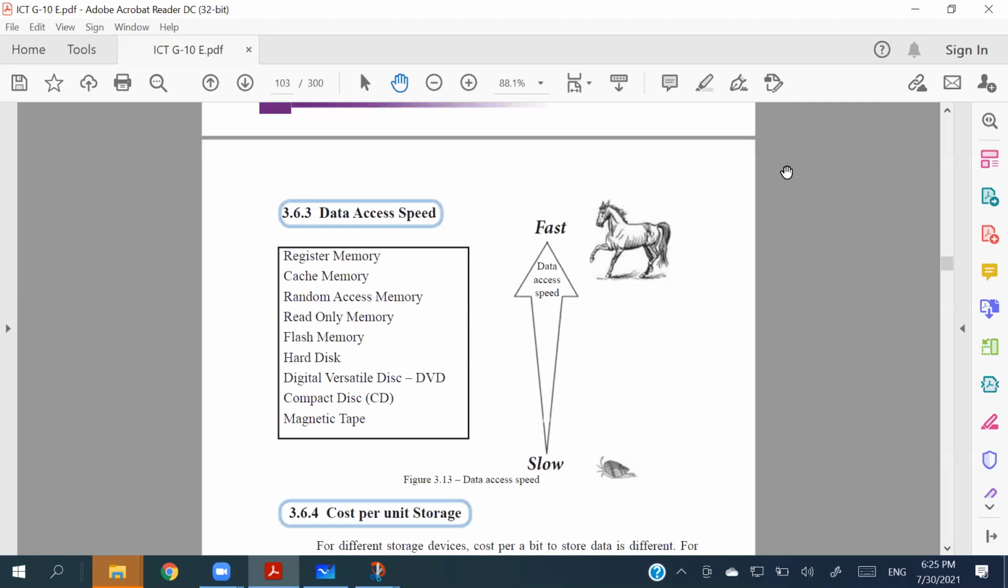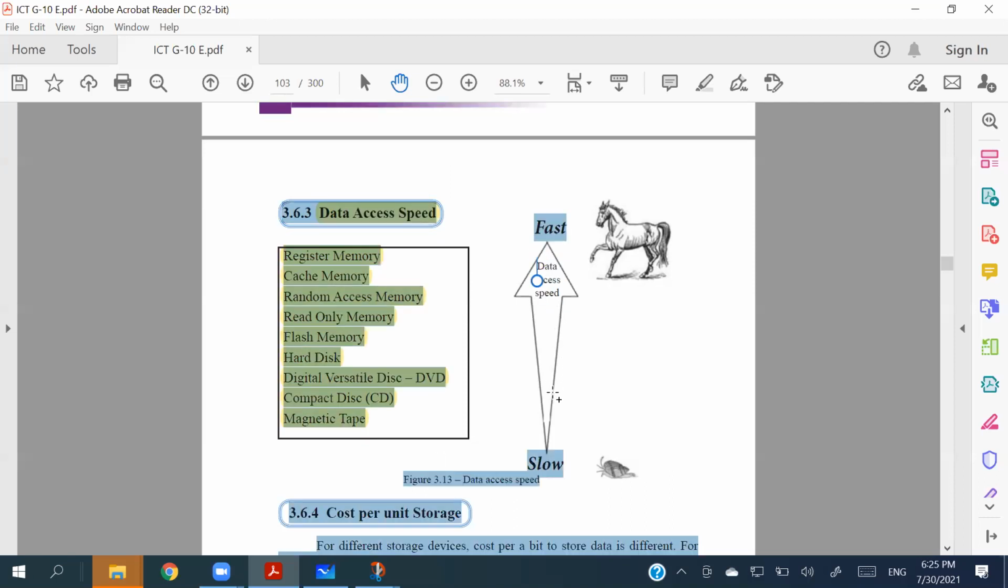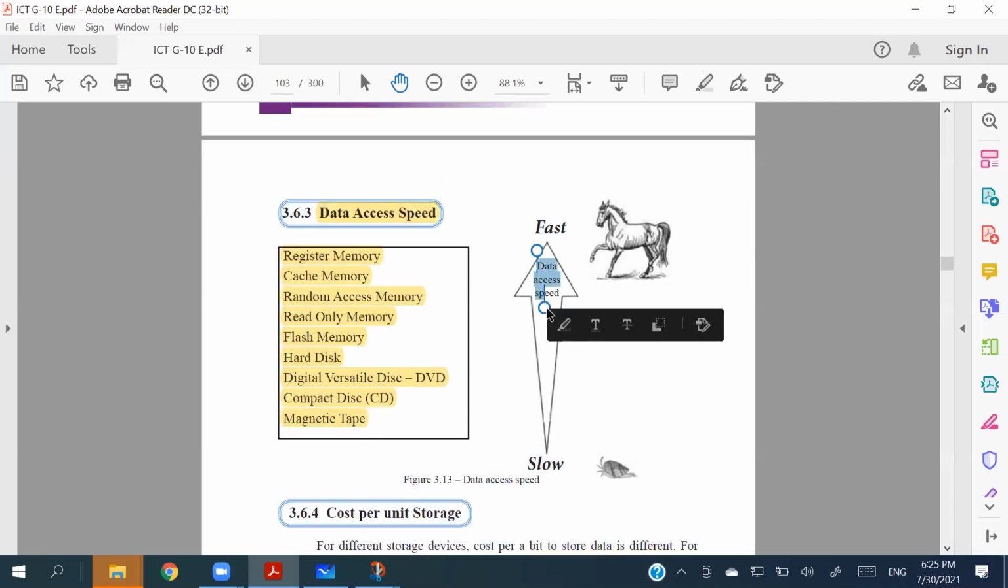Okay, so the task is very simple. Write down the heading data access speed, and copy down the list with this arrow as well, right? Indicating who is slow and who is fast.